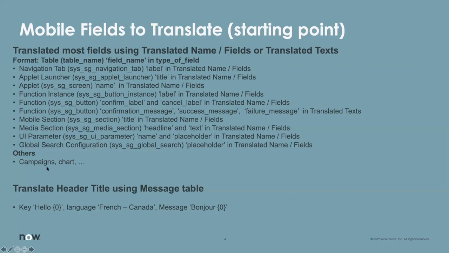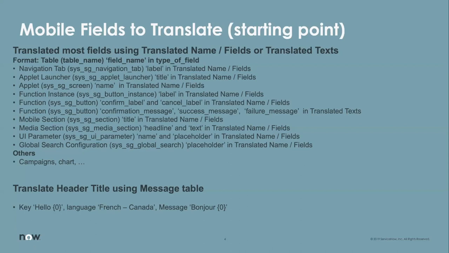But then there's a whole bunch of others, and there will continue to be more as more releases come out. So for example, campaign came out as something that can be configured within the Paris release. Well, that will have its own fields that will need to be translated. And the same goes for many other components that were added as part of the platform. So the list is in no way a complete list of all the different components.